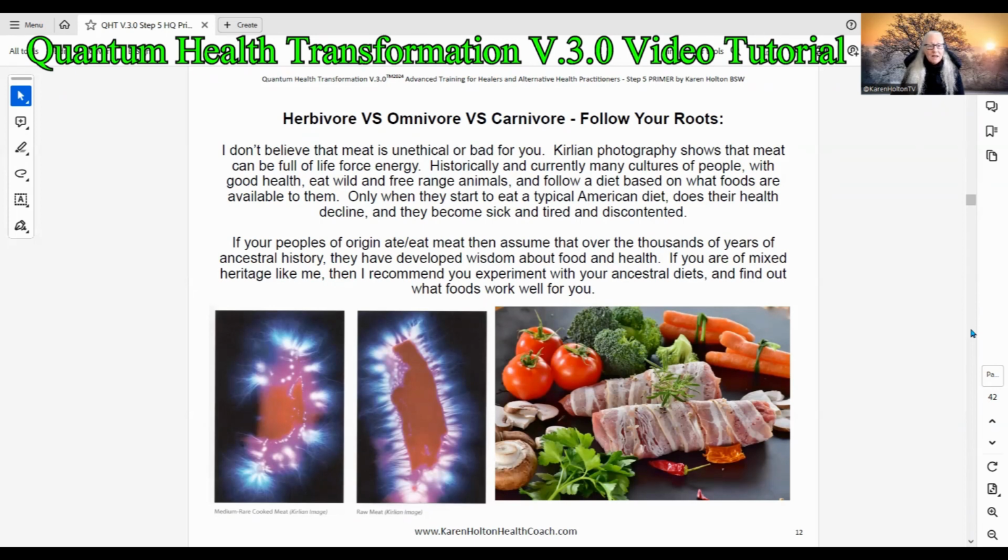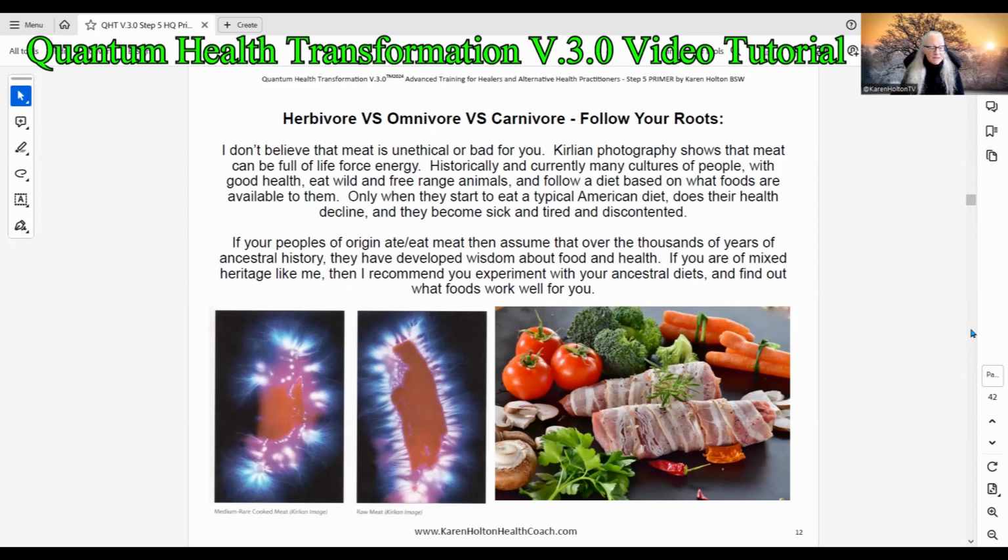I don't believe that meat is unethical or bad for you. Kirlian photography shows that meat can be full of life force energy. Historically and currently, many cultures of people with good health eat wild and free-range animals and follow a diet based on what foods are available to them. Only when they start to eat a typical American diet does their health decline and they become sick and tired and discontented. If your peoples of origin ate or eat meat, then assume that over the thousands of years of ancestral history, they have developed wisdom about food and health.